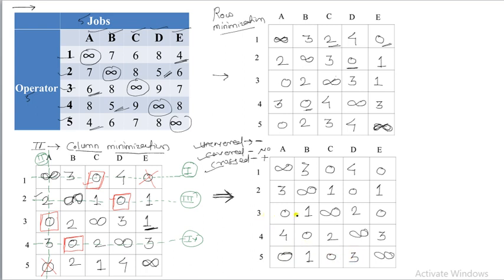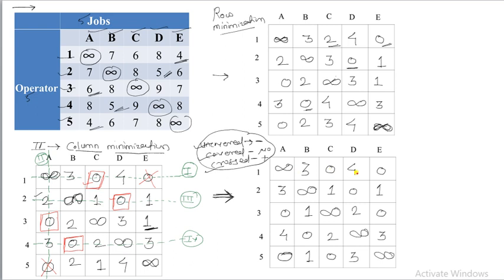Okay, so we just have to do 3 operations: uncovered, subtraction; covered, no change; and crossed, which will be an addition. Okay, now we are done with the operations. Now we'll go for making the assignment. So we'll try to do the assignments now.